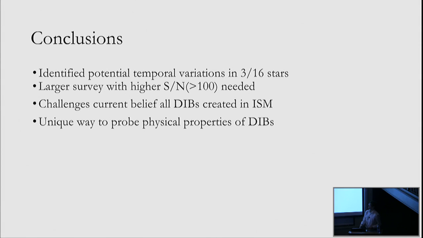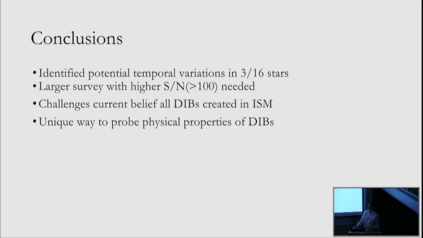So I have identified 3 out of 16 stars that have potential DIB variations. But really, to confirm the validity of the appearance of this substructure and the change with time, you really need a larger survey with a higher signal-to-noise, 100 or greater, because we were dealing with 5 to 15. These results are suggestive, but they're nothing conclusive yet.